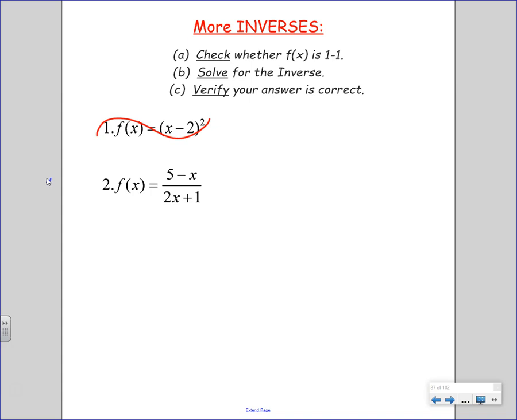So, switch the x and y. You guys already do it? The f of x becomes the x.